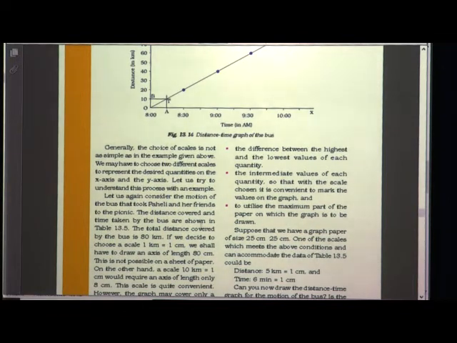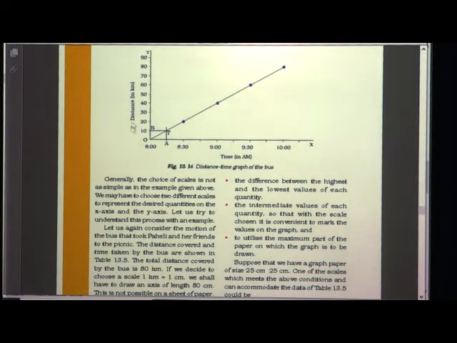Okay. So, the total distance covered by the bus is 80 kilometer. On this y axis you can see 0 to 90 kilometer is shown, but the total distance covered is only 80 kilometer. Then if we decide to choose a scale, 1 kilometer is equal to 1 centimeter, as we took in our previous graph, 1 centimeter is equal to 1 kilometer.